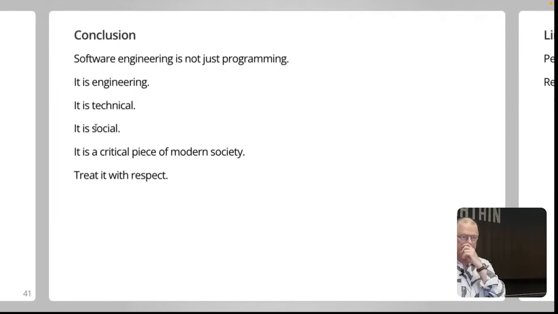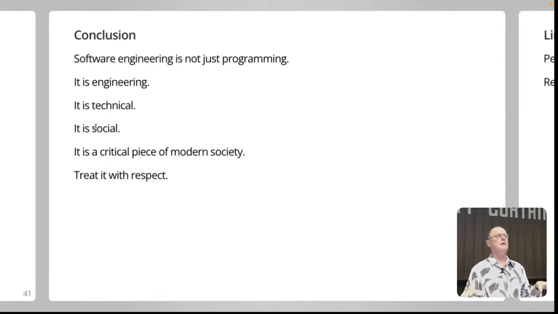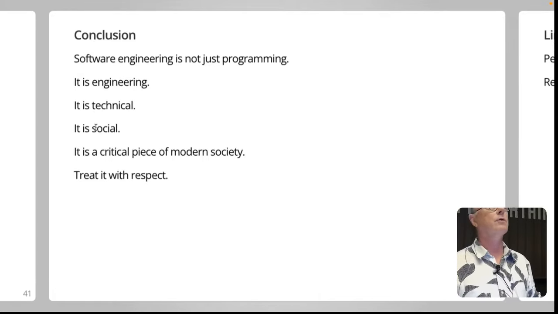So let me conclude by telling you what I've been saying all along. Software engineering is not just programming. It's engineering, it is technical, and it's social. That social part is so important. It is a critical piece of modern society. Nothing in the world anymore, pretty much, runs without computers. The biggest manufacturer of computers in the world today is General Motors, with all those processors they put in their cars, right? The world just runs on software. It's a really important field.